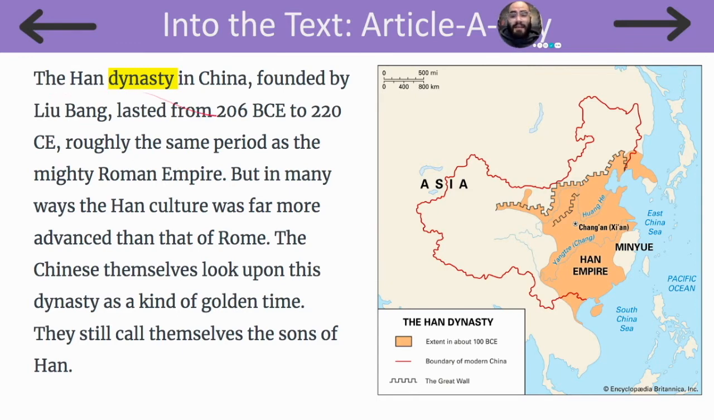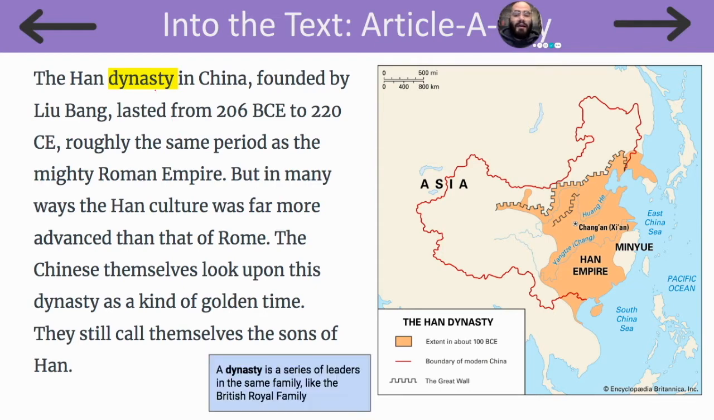The Han Dynasty in China, founded by Liu Bang, lasted from 206 BCE to 220 CE, roughly the same period as the mighty Roman Empire. A dynasty is a series of leaders in the same family, like the British royal family. But in many ways, the Han culture was far more advanced than that of Rome. The Chinese themselves look upon this dynasty as a kind of golden time. They still call themselves the sons of the Han.